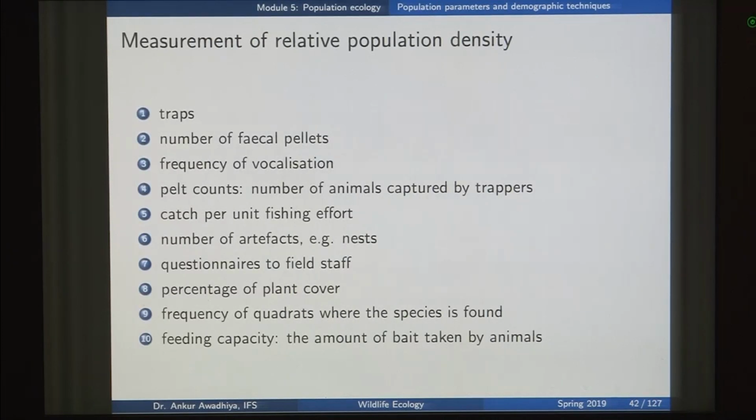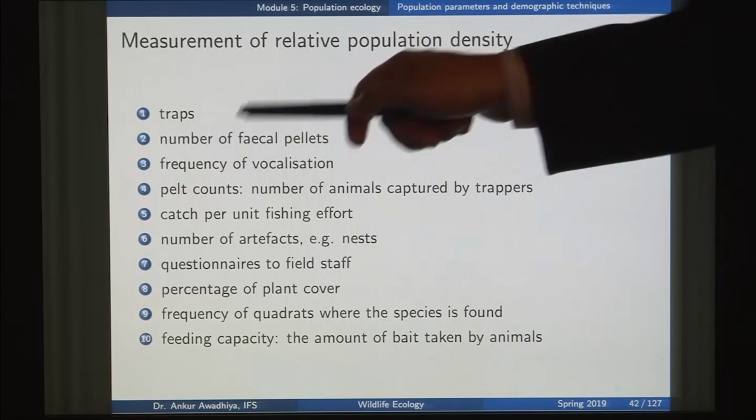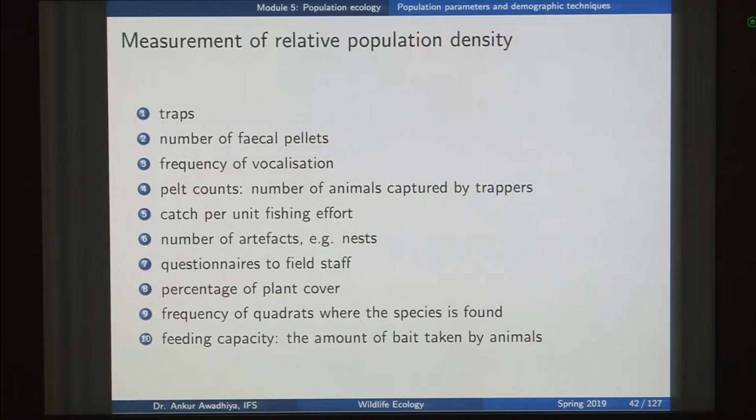Next, we look at some relative population density methods. Now, in the case of relative population density, you should remember that we are interested in knowing which area has more number of animals, whether it is area X or area Y. So, we can put up traps and see how many animals are captured in X, how many animals are captured in Y. More number of animals that are caught. Or we can look at the number of fecal pellets that are there in these two areas. If one area has got more number of fecal pellets, more amount of dung, then it should have more number of animals.